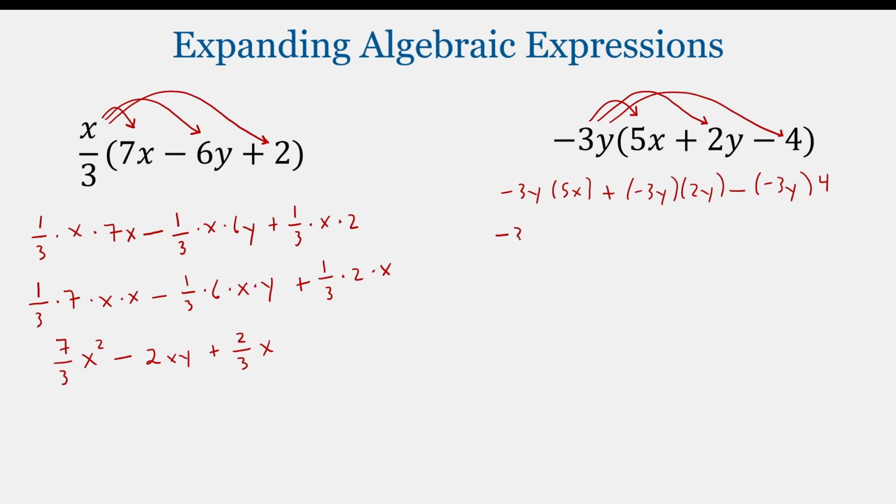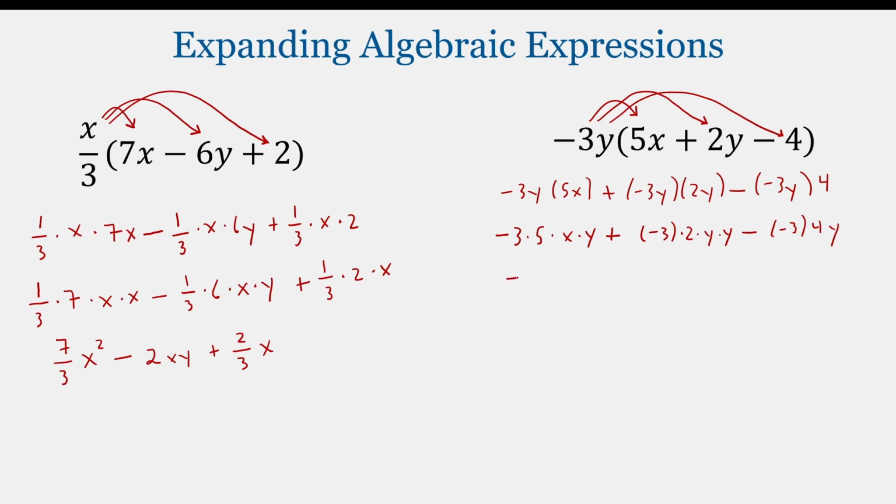So we have negative 3 times 5 times x times y. We typically keep the variables in alphabetical order, so x before y, but if you put y before x, it's the same thing. Bring down the addition. Now we have negative 3 times 2 times y times y, minus negative 3 times 4 times y.